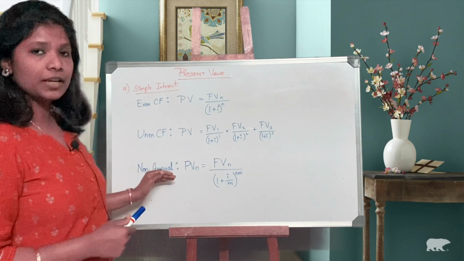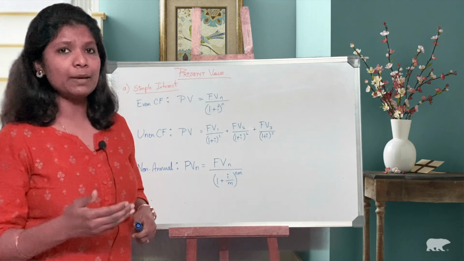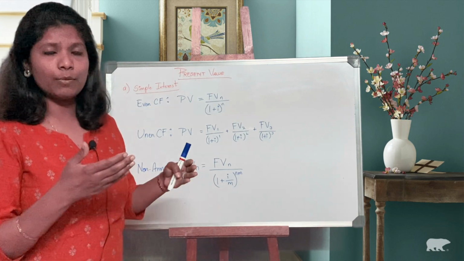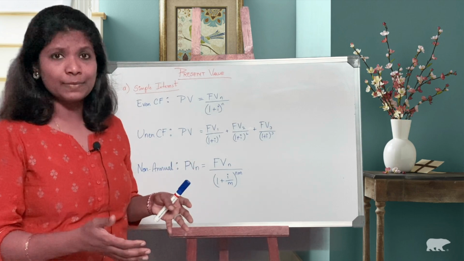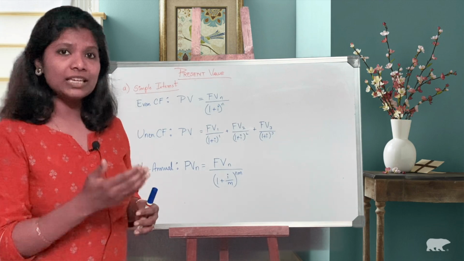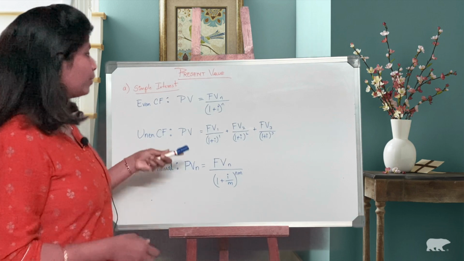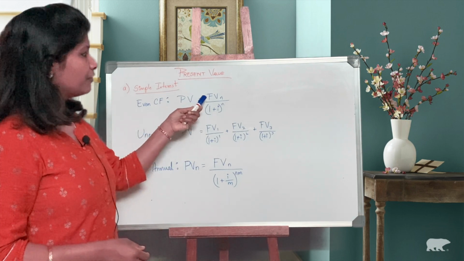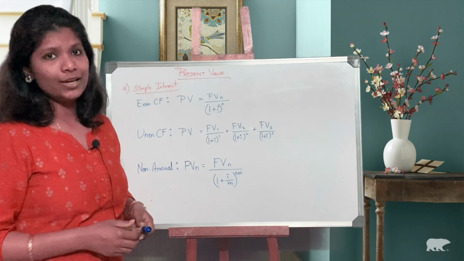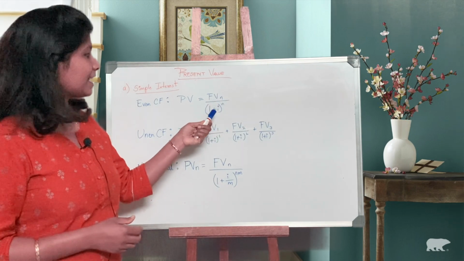We have three formulas here for today. The first one is even cash flow. That means it is the same amount of money that you'll be getting after a number of years. So today if I'm going to invest rupees 1 lakh in an investment, what will be my cash flow in the upcoming years? If it's even, that means the same amount is coming every single year, then the formula will be present value equals future value divided by 1 plus I to the power of n, where n stands for number of years and I stands for rate of interest.